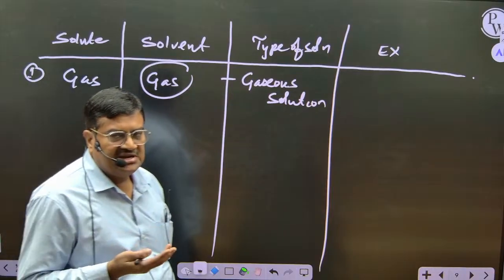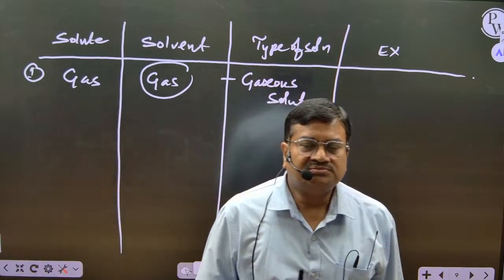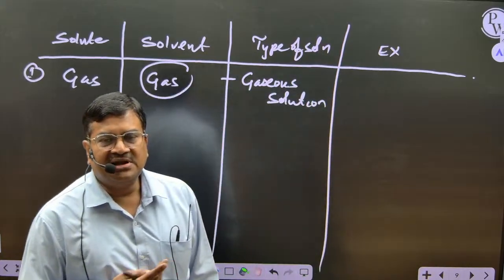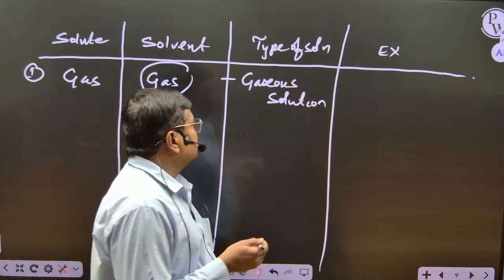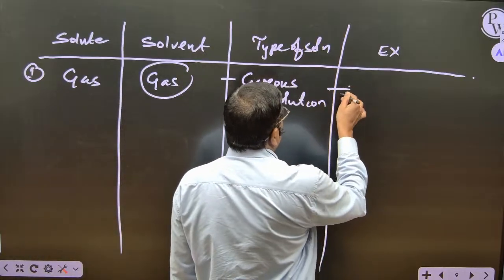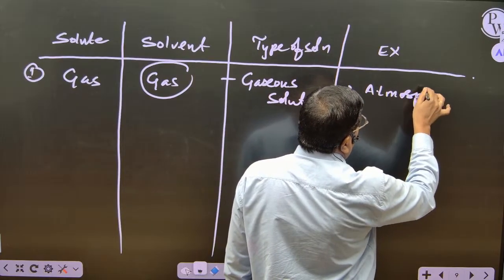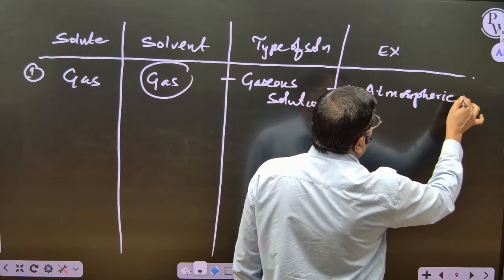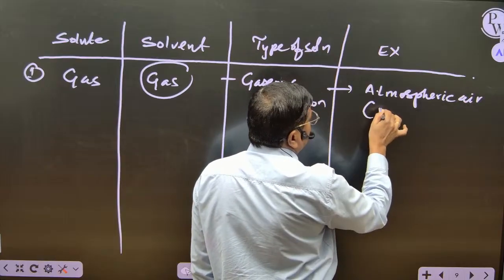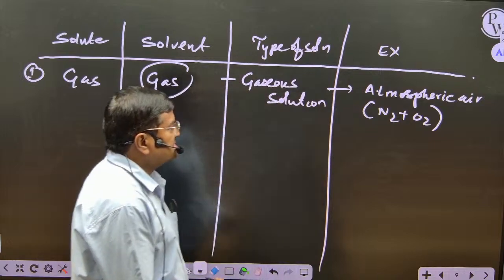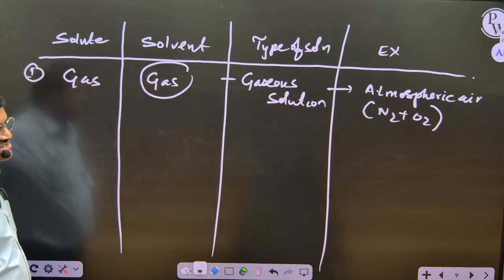Might be you know this general atmospheric air. Atmospheric air contains what? Nitrogen, oxygen, carbon dioxide, noble gases, no? So can we give example what should be the gaseous solution? Atmospheric air. In this atmospheric air, what are the gases present? Nitrogen gas will be there, oxygen. Intimately they will mix, no? So this comes under example for gaseous solution.